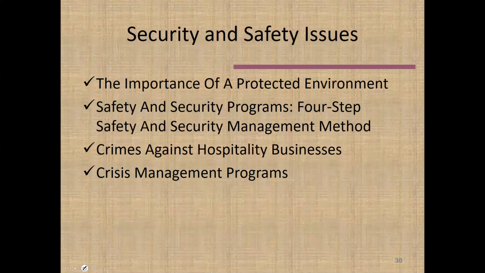Now we've gone through all 4 of our issues. We've talked about the importance of a safe and secure environment. We've talked about how to develop programs that are going to increase the chances of maintaining that environment. We've talked about a few types of crimes that can affect the hospitality business. We talked about how we're going to manage that crisis once it happens, with special emphasis upon the involvement that we might have with the press.